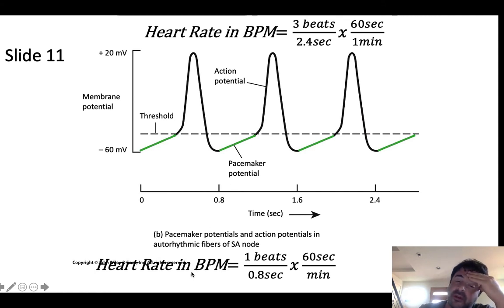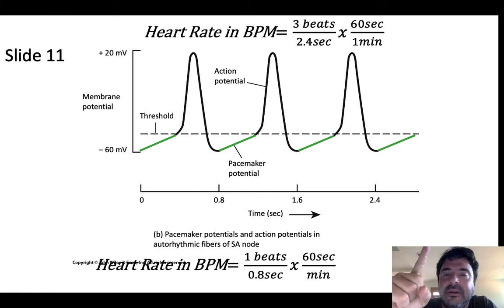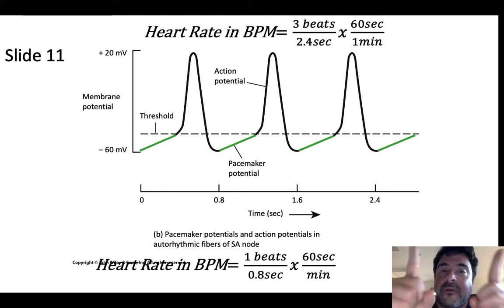Another way I could give this information to you is I could say the distance or the wavelength here, the amount of time between one wavelength and another, is 0.8 seconds. So I know a wavelength is 0.8 seconds. A wavelength represents one event, not two, one. Listen to me say this. A wavelength represents one event.